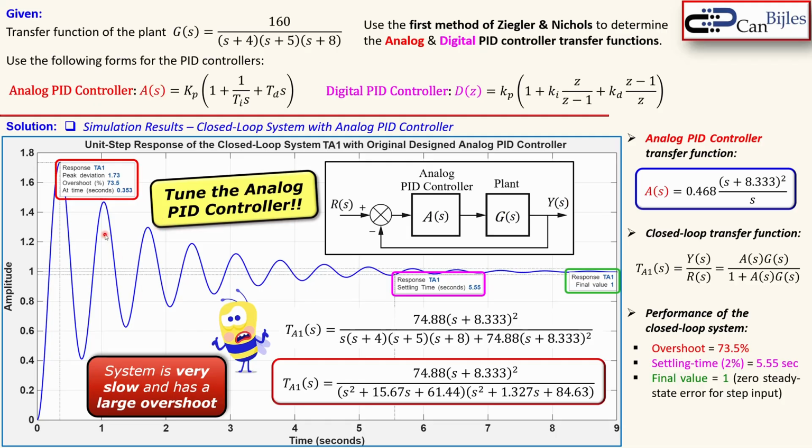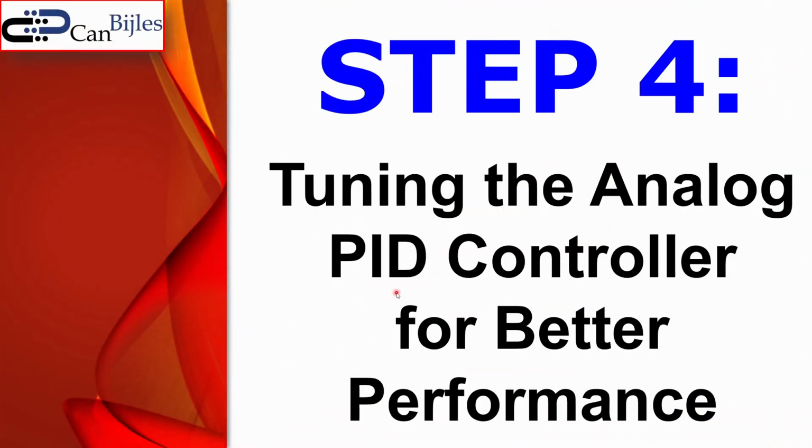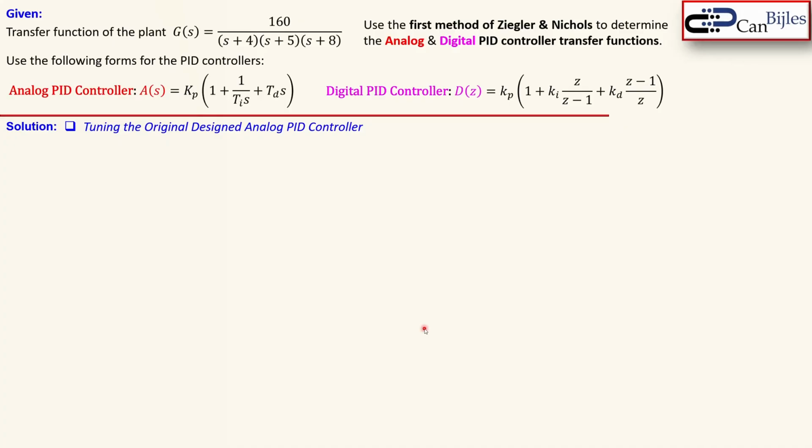So we can, of course, leave it like that. You can say, well, there are no specifications on overshoot or settling time, so why do you bother about that? Well, we can improve it, we know. So we can make this better. You can lower this overshoot, you can reduce the settling time, you can make it better. So let's try that, and it will also make the system response much better. So that's step 4. We will now do the tuning of the analog PID controller we have designed for more and better performance.